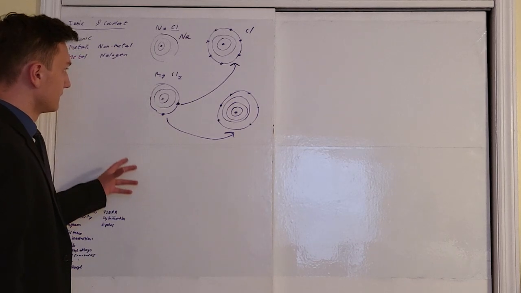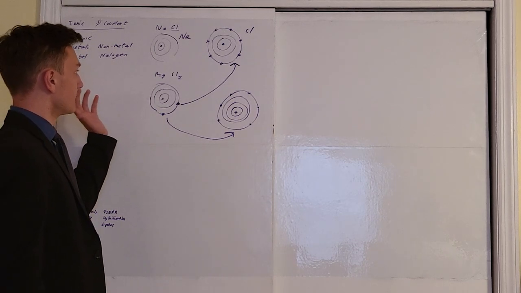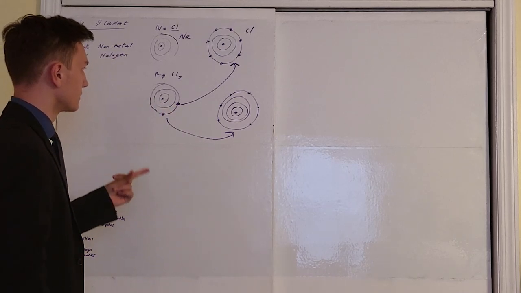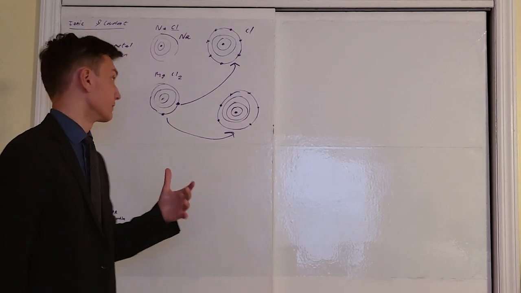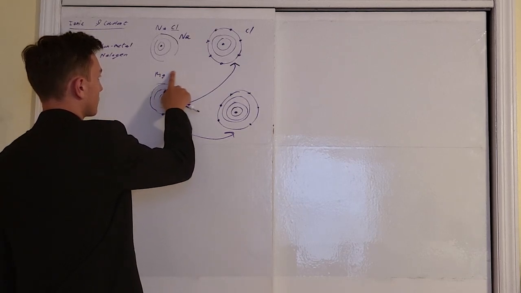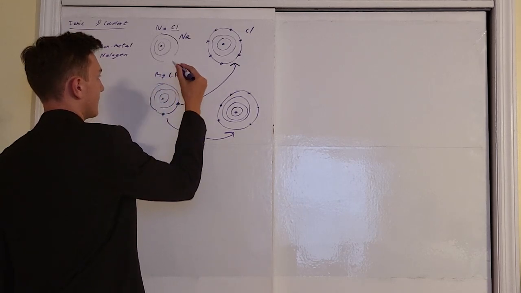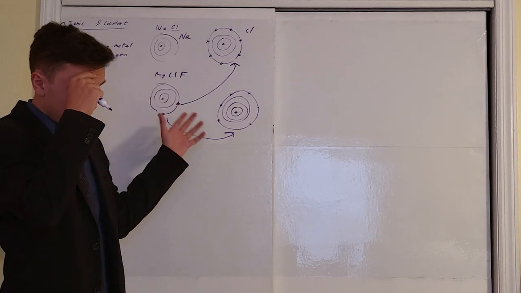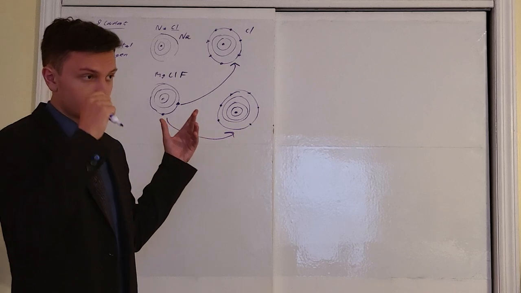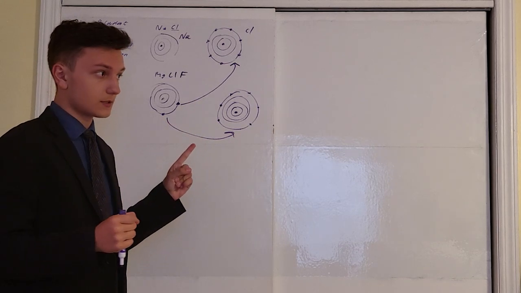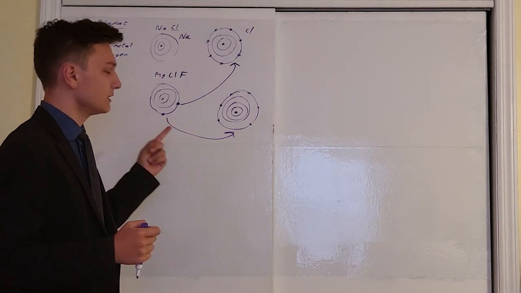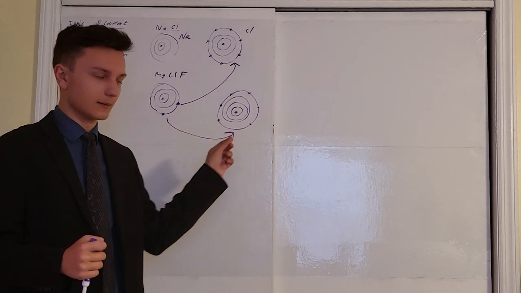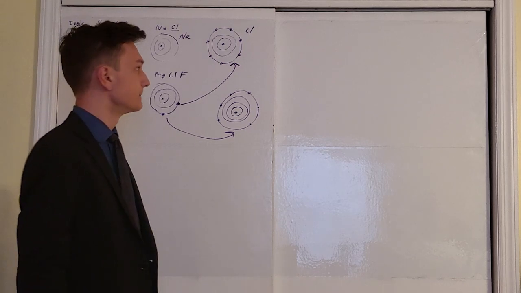Okay? So that's why magnesium forms two ionic bonds to two chlorine atoms, or it could form an ionic bond to a chlorine atom and a fluorine atom, MgClF. Both Cl and fluorine are halogens, both accept one electron, so you need two halogens to satisfy the ionic bonding potential of magnesium. All right?